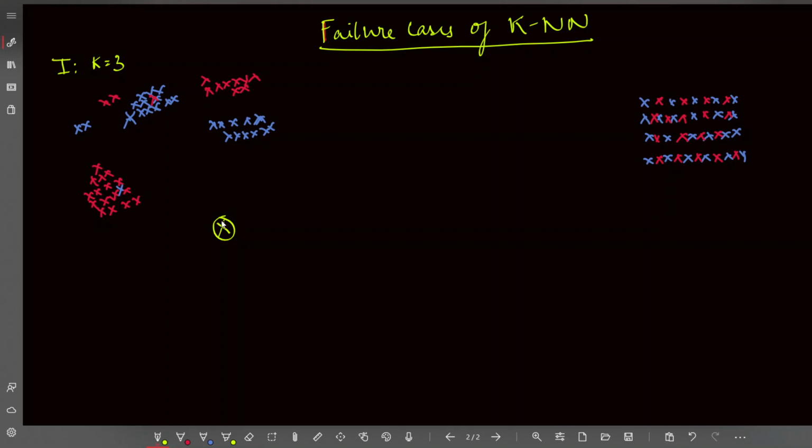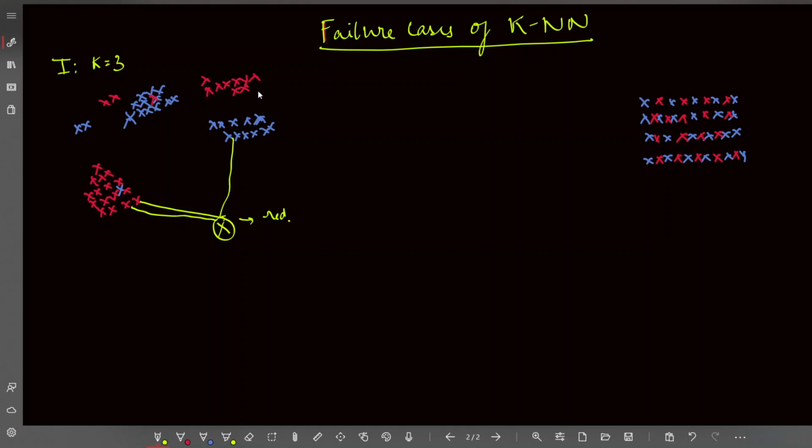So if I have to take the three nearest data points to this x data point, it can so happen that two of them come from the red data class and one comes from the blue data class, right? But does it really make sense to say that my x belongs to red because two data points come from this class? x is very far away.